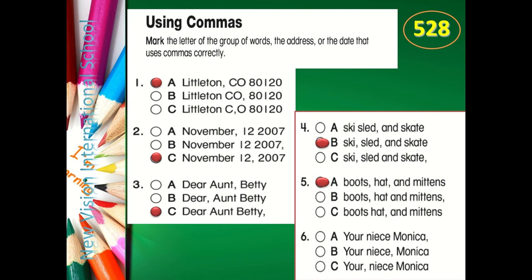Last number, your niece Monica. So this is the closing part of a letter. So where is the correct answer? Where we're gonna put the comma here? If you are going to have your closing part, is it A, B, or C? Mark your answer. Alright, now let us find out. Which one is correct? That is letter B, your niece Monica. So we put it right after the word niece. Now, did you get the correct answers?